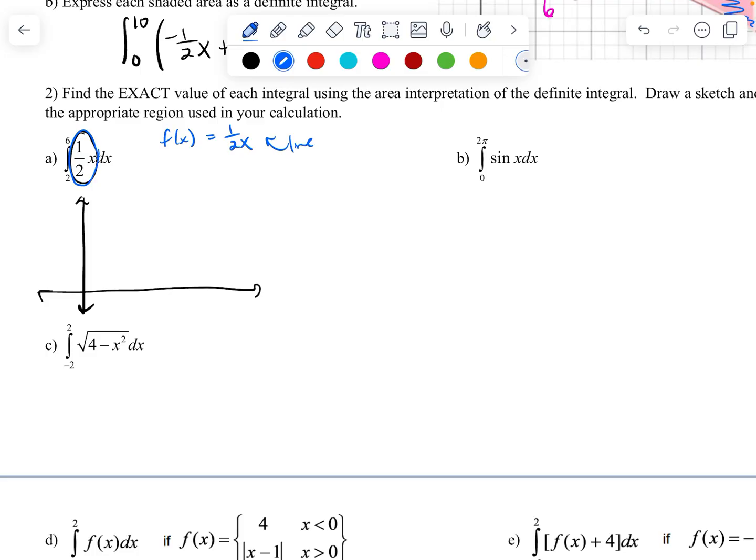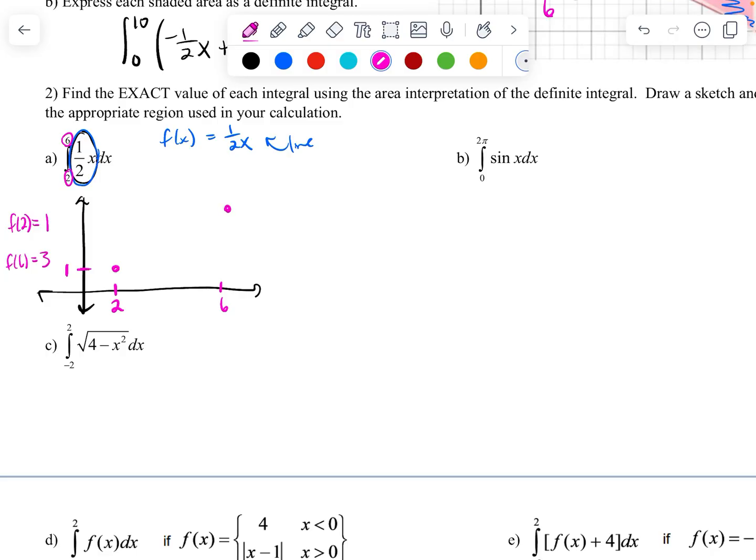So technically it'd have the y-intercept of 0, but really we want it from 2 to 6. So kind of a cheat way to do this is I usually just plug in f of 2 and then f of 6 to get my 2 ordered pairs. So I plug in 2, I get 1.